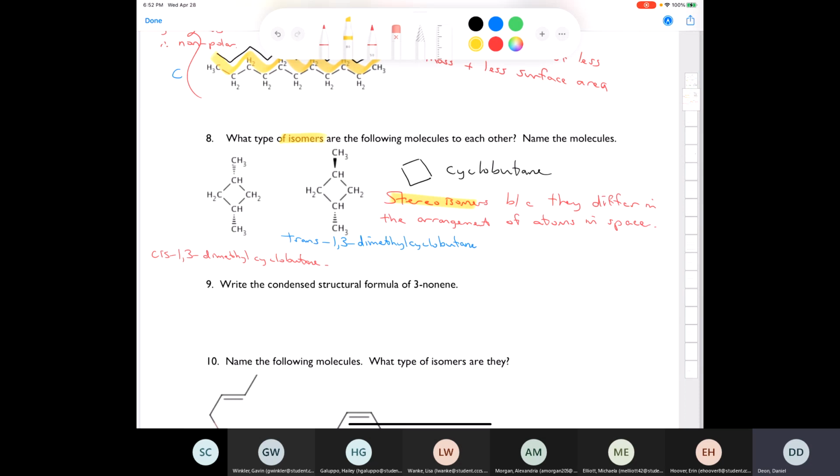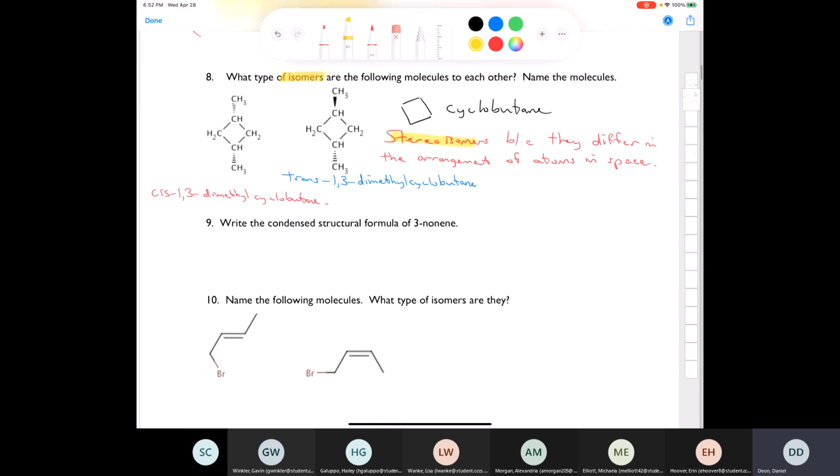Let's see. Next question, number 9. It says, write the condensed structural formula of 3-nonene. I like to solve these problems by writing out the bond line structure first. I honestly find it easier to do that. So I'll say, if I've got 3-nonene, I've got 9 carbons in my molecule. 1, 2, 3. On the third carbon, I've got a double bond. So 1, 2, 3, 4, 5, 6, 7, 8, 9. There's the bond line structure of 3-nonene.